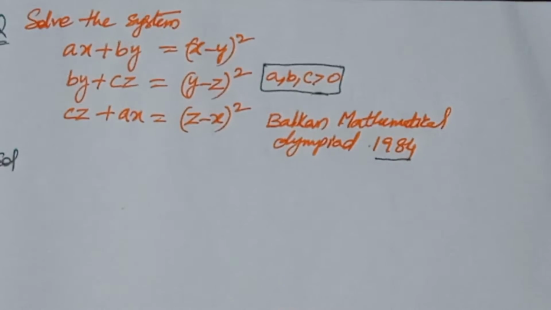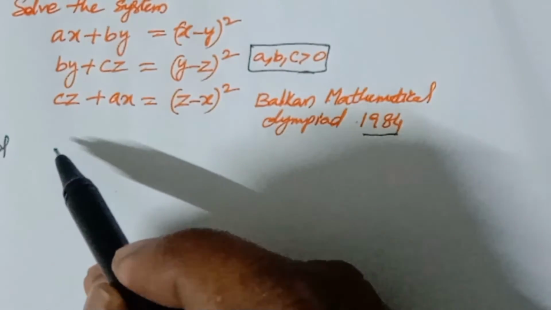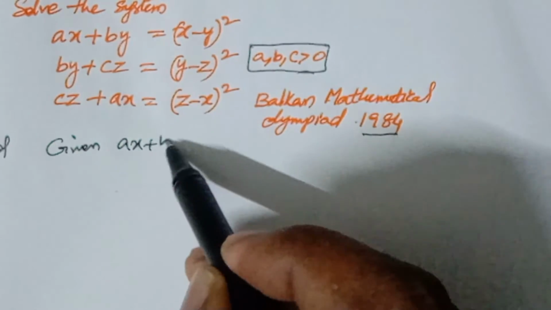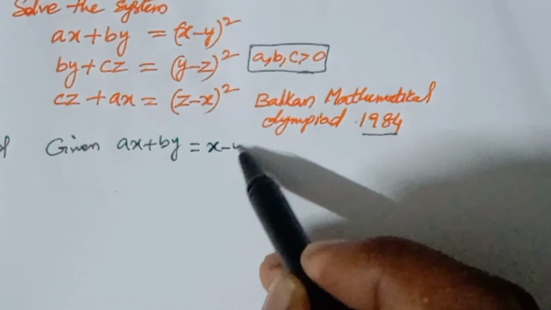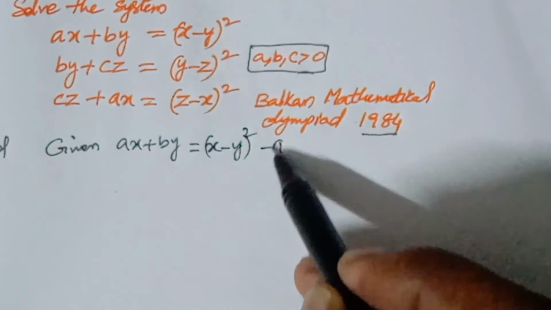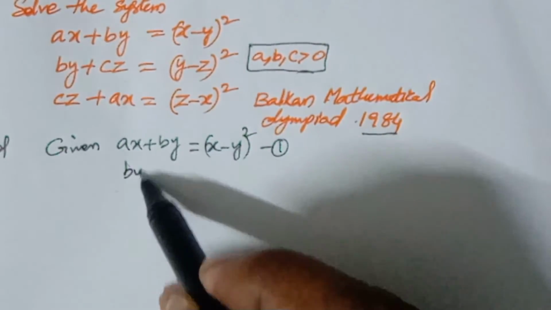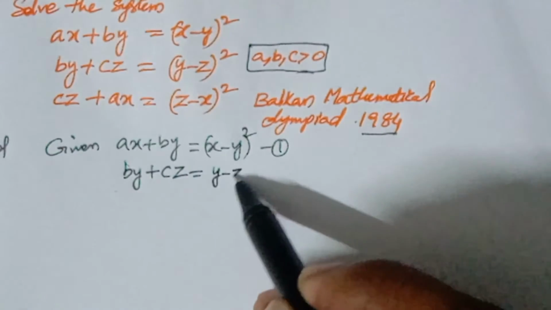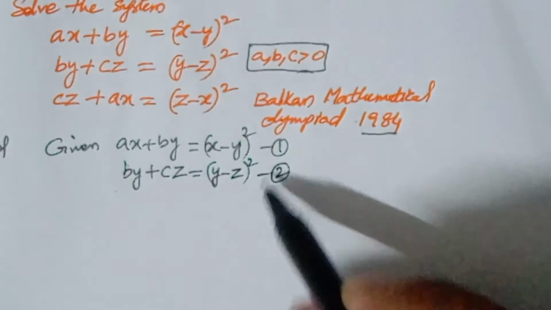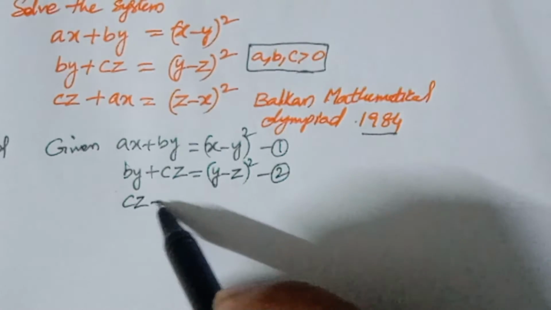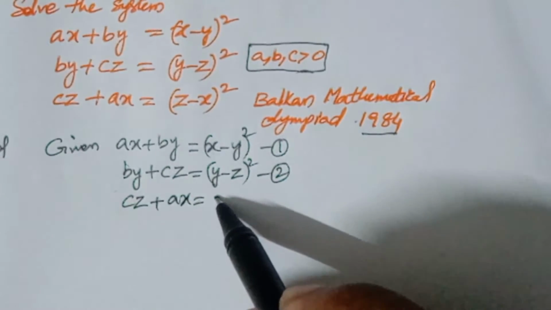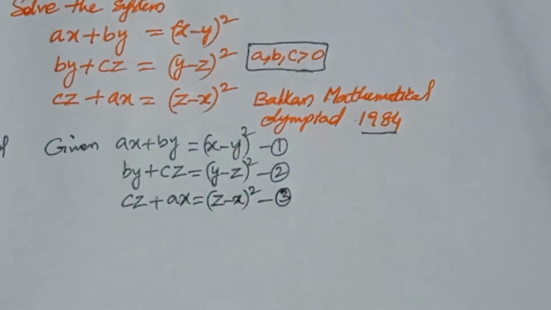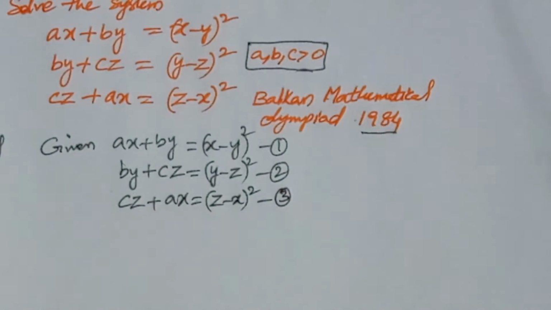So we are going to start the problem. First, given ax plus by is equal to (x minus y) whole square. Let it be 1. By plus cz is equal to (y minus z) whole square. Let it be 2. Cz plus ax is equal to (z minus x) whole square. Let it be 3. So this is the logic you have to apply here.